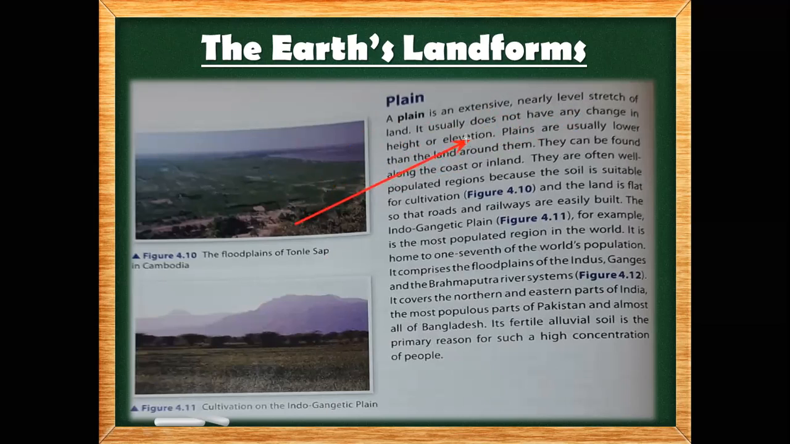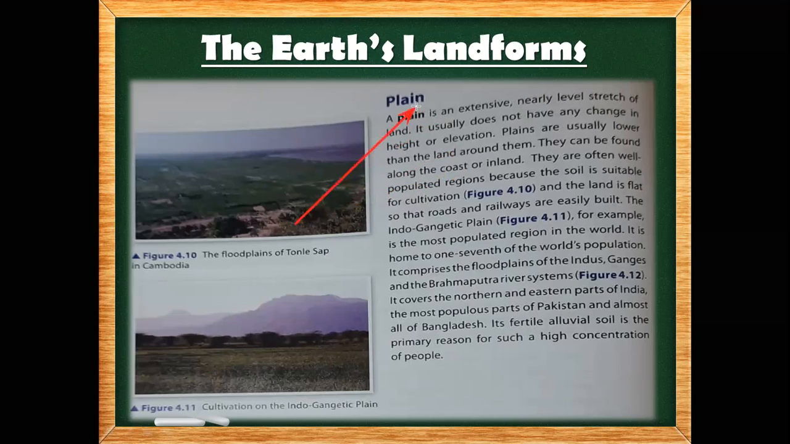Elevation, like elevator. Why do we use an elevator? To go up in the building or go down. So there is no change in the land. The land is leveled. Plains are usually lower than the land around them. They can be found along the coast or inland.